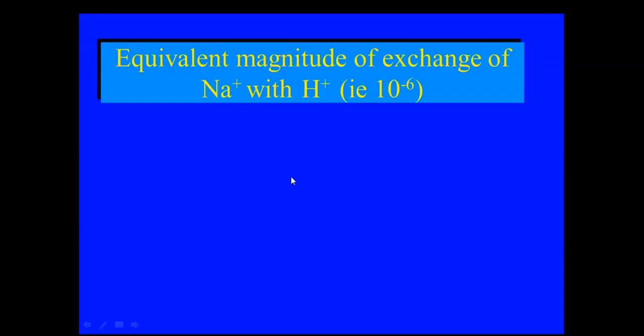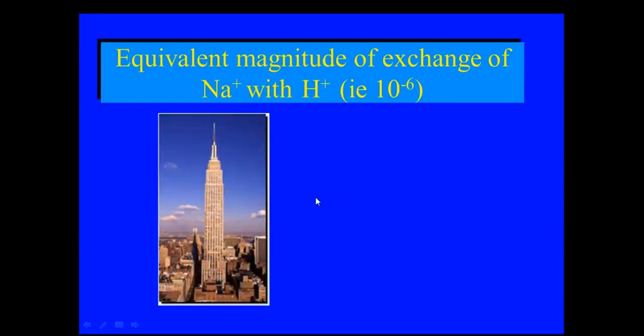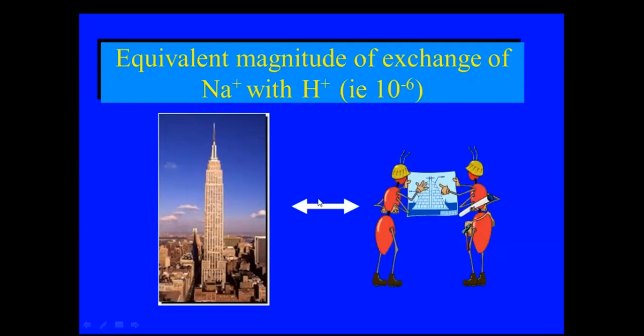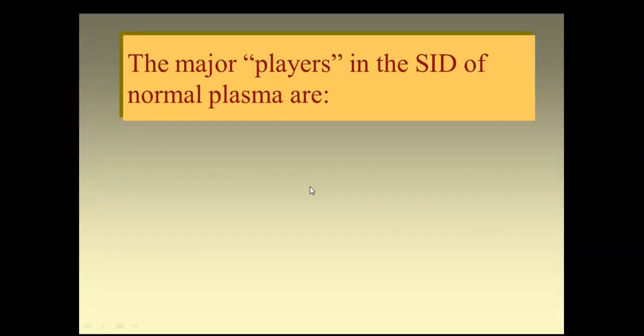Now, we talk about exchanges between sodium and hydrogen, potassium and hydrogen. These are six-fold differences. What does that mean? I've actually calculated. It's like taking the Empire State Building and exchanging it with an ant. You can't do that. So it looks like they're exchanging, but there are orders of magnitude difference. What you're doing is changing the characteristics of the solution, which affects the dissociation of water.